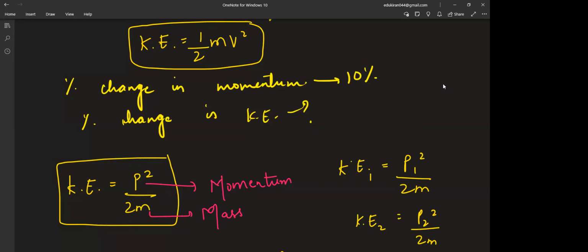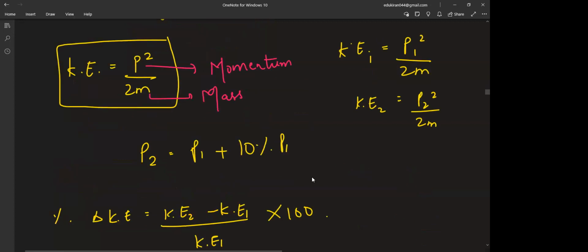Ma'am, what would be the percent change in kinetic energy? Percentage change in kinetic energy you have to find out. You have to calculate. 10% is there, no? So this will be P1 plus 10 by 100 of P1, right? 1 by 10. This is how you will find out the value of P2. So substitute in here. P1 is already here. Substitute the value of P2 in terms of P1 using this equation. That becomes 1.1 P1, no? So substitute this as 1.1 P1.